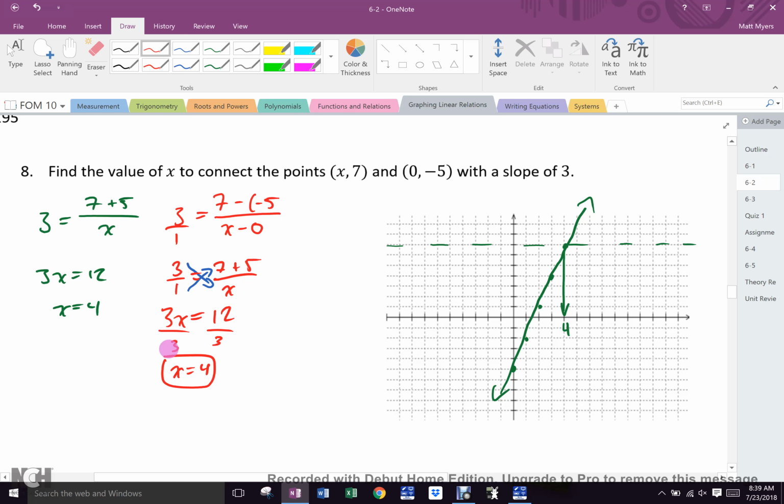Now over here, I started from this point, and then I just drew my slope. Up 3 over 1, up 3 over 1. And there I got up to where y was 7, and then I checked, and x was 4. Everybody good?